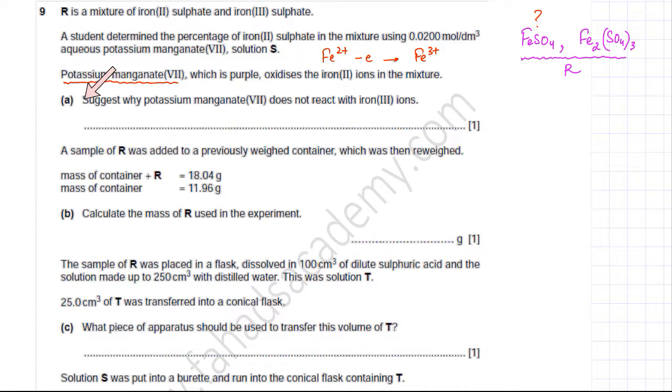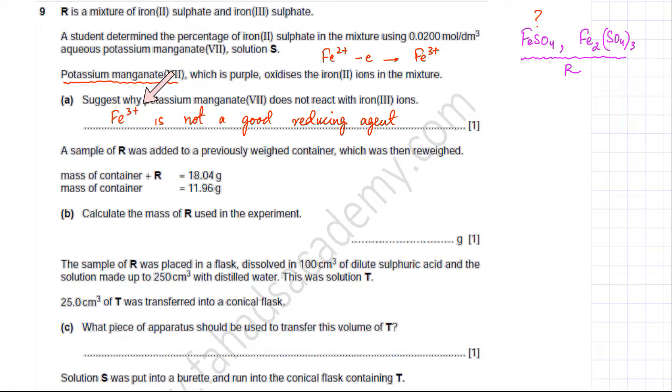So the first part of the question states, suggest why potassium manganate 7 does not react with iron 3 ions. The reason why it cannot react with Fe3+ ions is because Fe3+ has already lost electrons. So Fe3+ cannot lose more electrons, so it can't get oxidized. A thing that is getting oxidized is called a reducing agent. So Fe3+ is not a good reducing agent, which basically means that Fe3+ has already lost too many electrons.